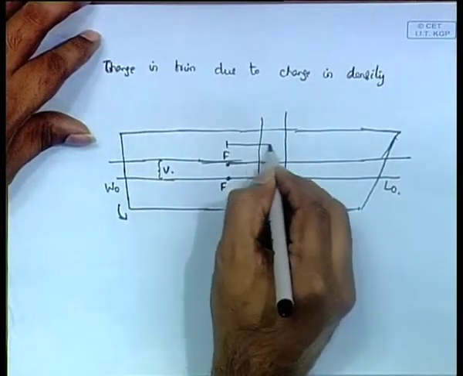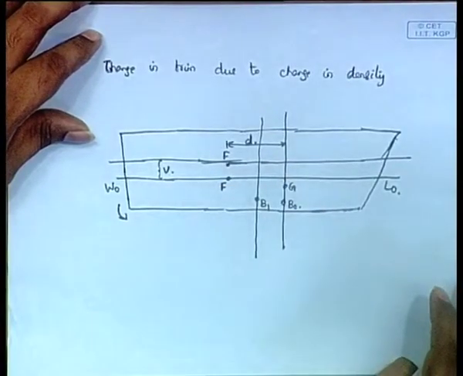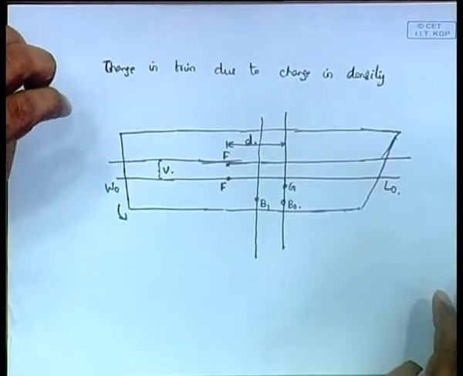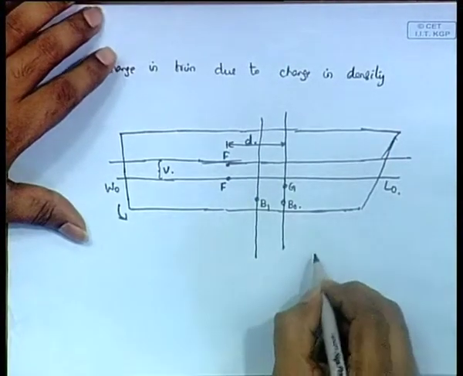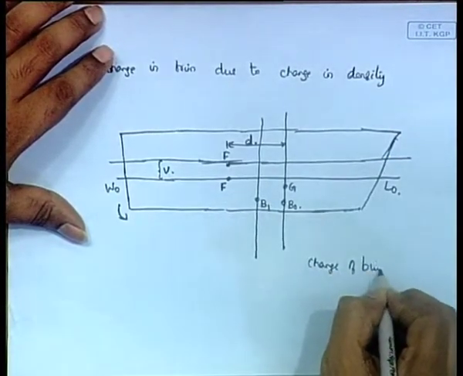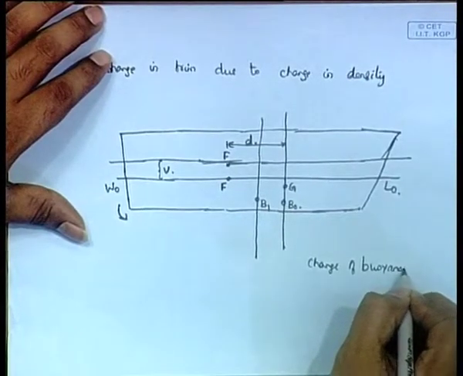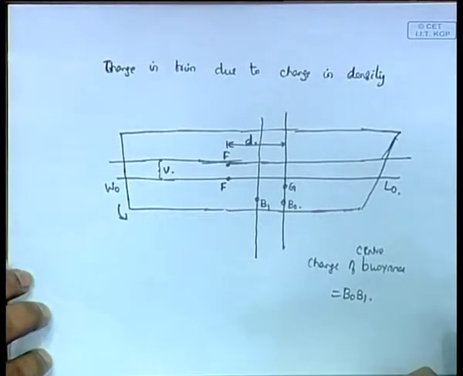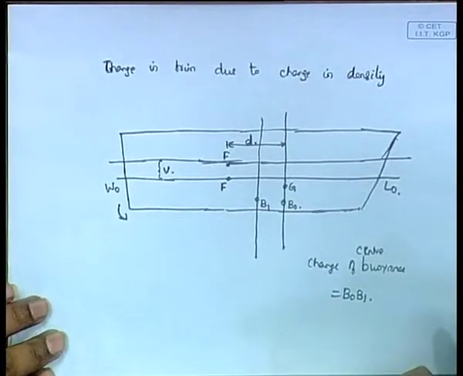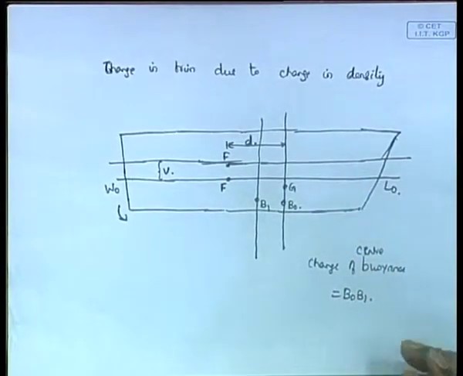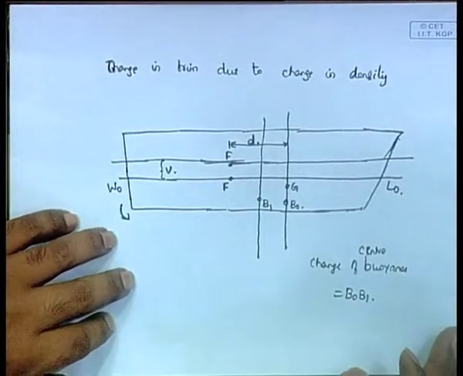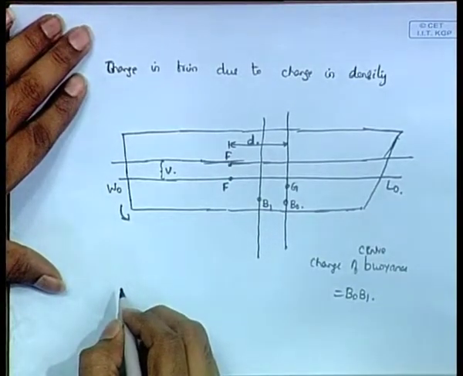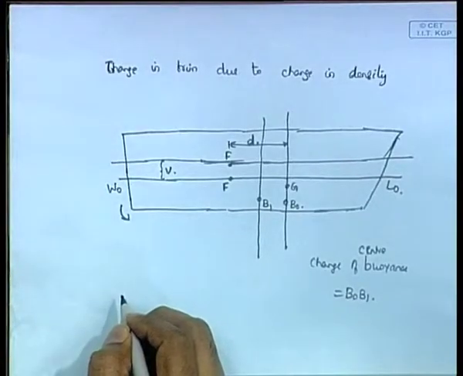Same things we can do. Let's say that the distance between the center of buoyancy initially and the F is d. And therefore, we can see that the change of the center of buoyancy is B0, B1. Therefore, we see that a volume v has been added and the center of buoyancy has moved from B0 to B1. So there is a shift B0B1 in the center of buoyancy. Now with this data, let us do the thing. A small volume v has been added.